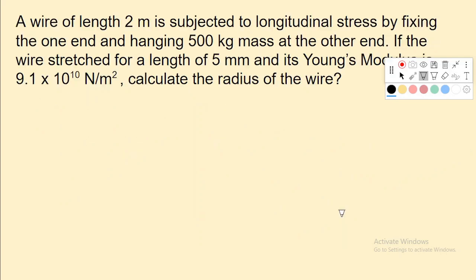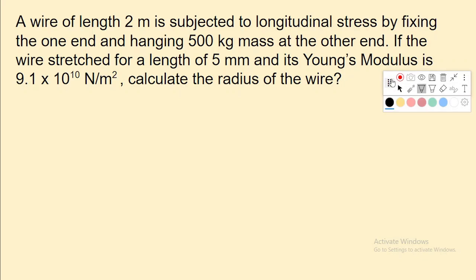Okay, now the next problem. A wire of length 2 meter is subjected to a longitudinal stress by fixing one end and hanging a 500 kg mass at the other end. If the wire stretched by 5 mm and its Young's modulus is 9.1 into 10 raised to 10 Newton per meter square, calculate the radius of the wire.